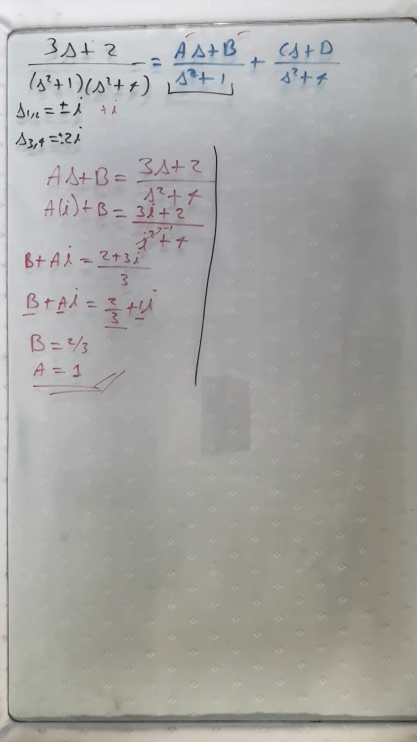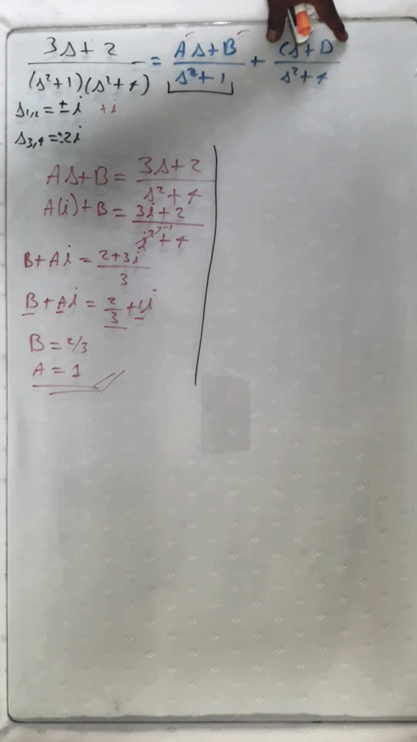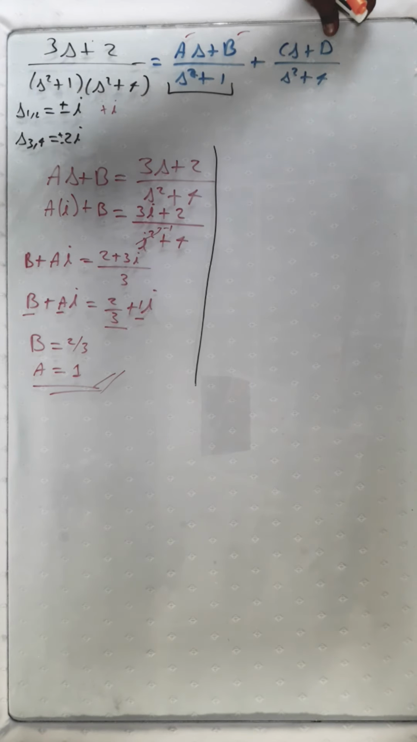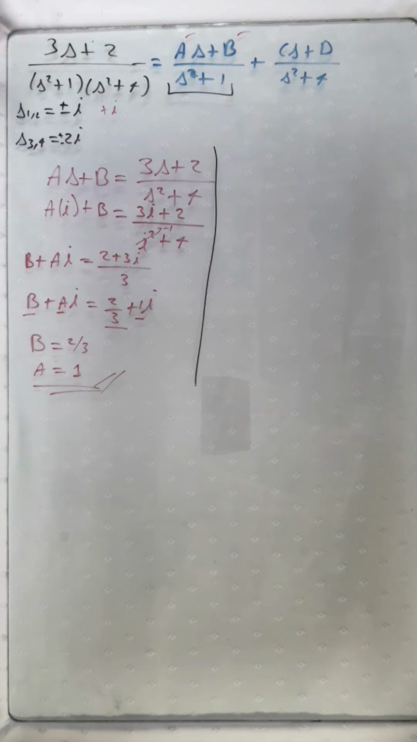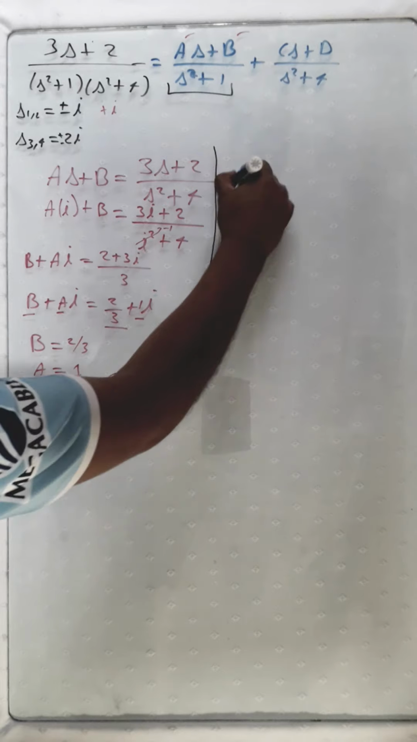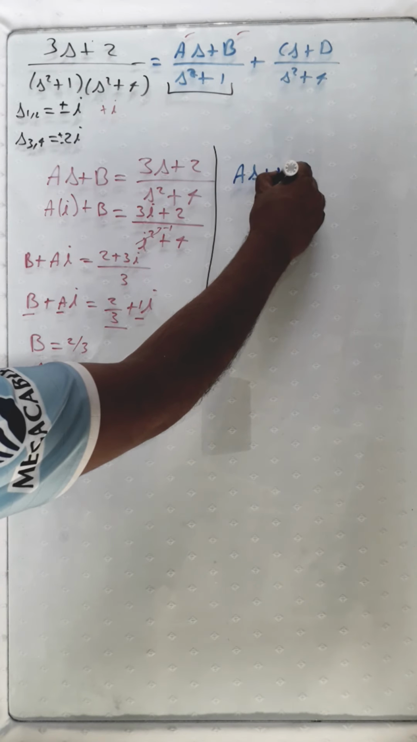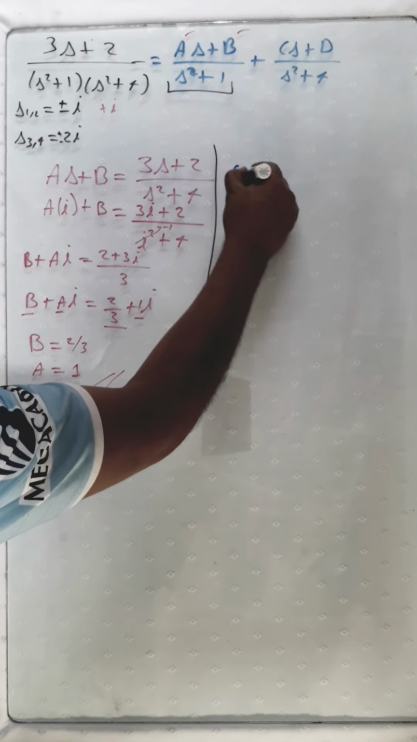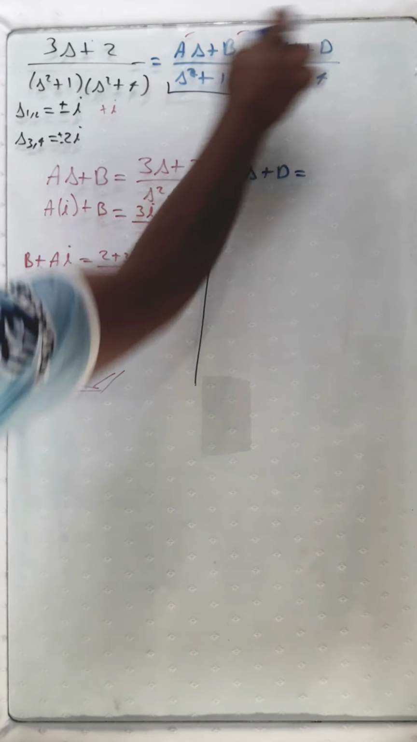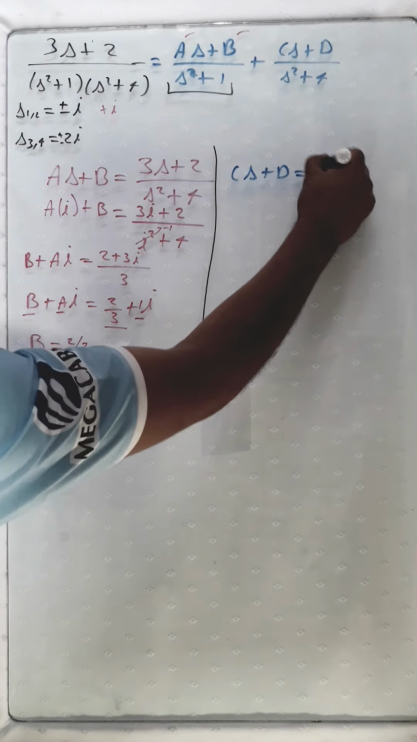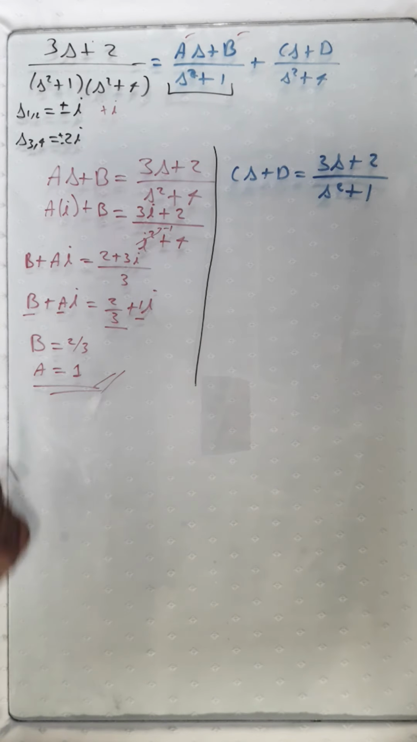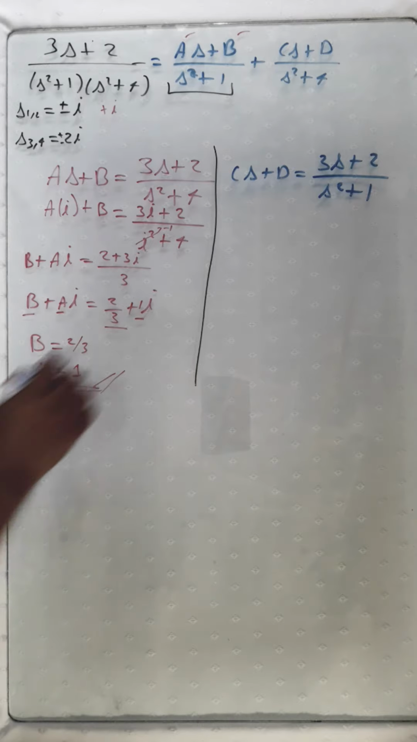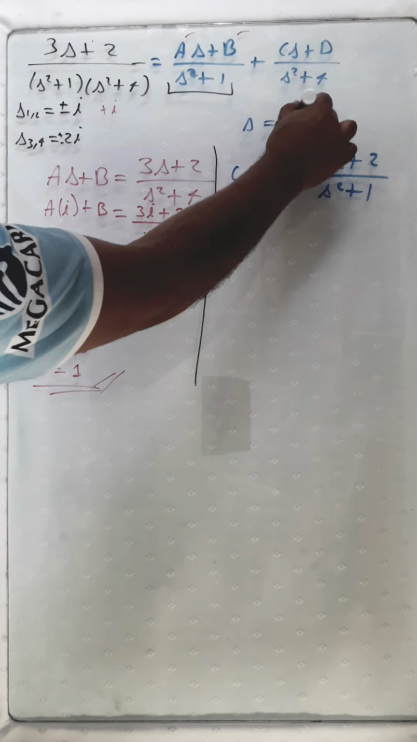Let's do the same for the other. So for the other, you are going to calculate this partial fraction, c and d. From this fraction, you cancel the s squared plus 4. So what you get is (cs plus d), this fraction, and it's going to be equal to (3s plus 2) divided by (s squared plus 1). And then you replace the value of s equal to 2i.